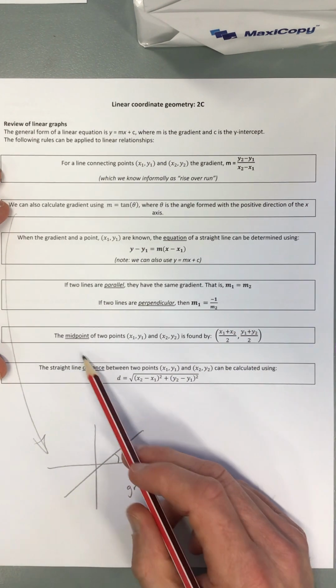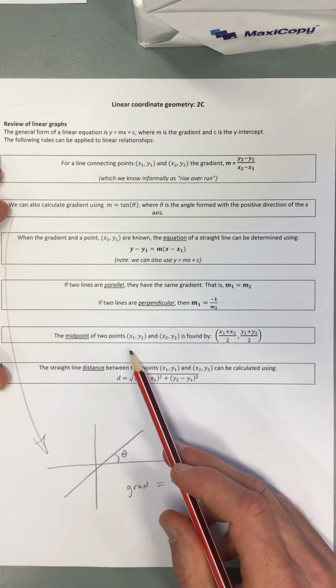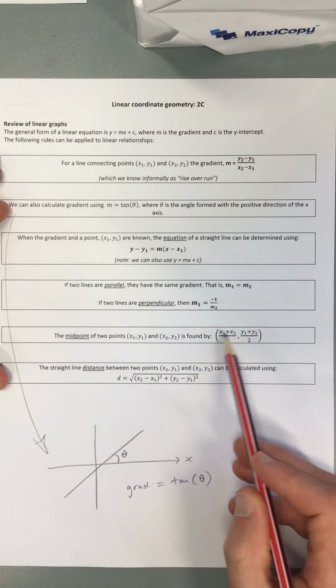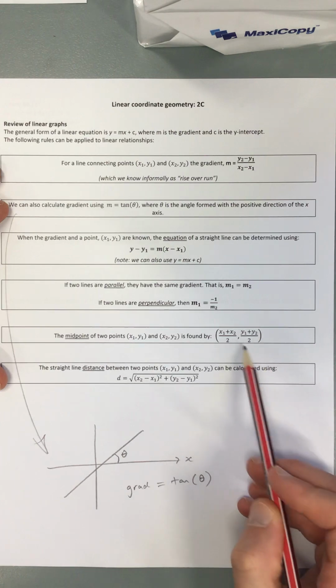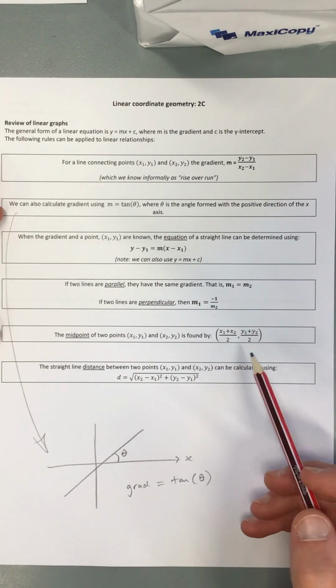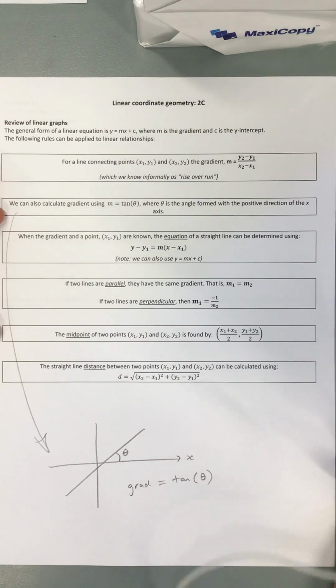We've also got our midpoint and distance formulas here. For the midpoint, if you've got two pairs of coordinates, add the two x values together and divide by 2, and add the two y coordinates together and divide by 2. Essentially, the midpoint just finds the average of the x coordinates and the average of the y coordinates.